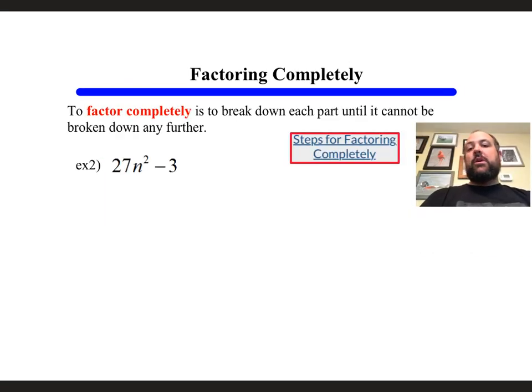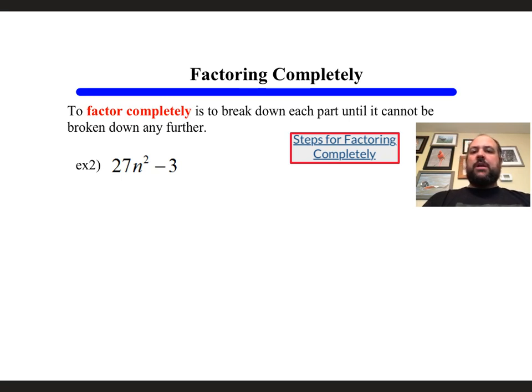Okay, so let's look at what it means to factor completely. First, you can see up here our definition. When we say that we're going to factor completely, that means we're going to break down each part until it cannot be broken down any further. To be honest, in previous lessons and examples, we haven't had to worry about that issue. But today we're going to look at what happens if I do factor something and then I can still break what's left down in some other way.